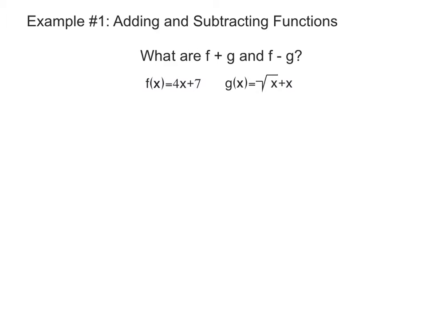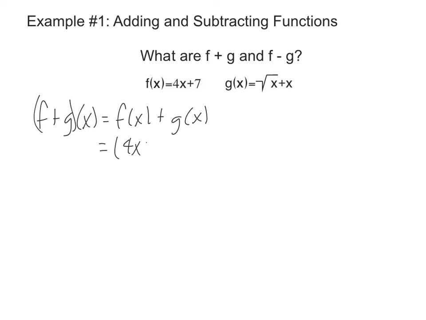So f plus g. So literally, f plus g of x would be f of x. I'm going to write it first, f of x plus g of x. So that would be 4x plus 7. And I'm putting this in parentheses as practice. And g of x is the square root of x plus x.